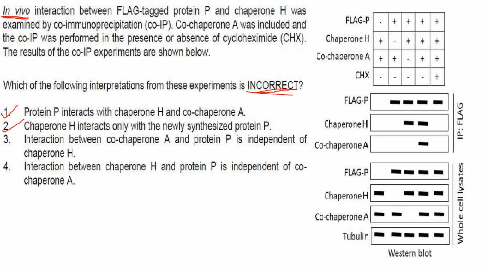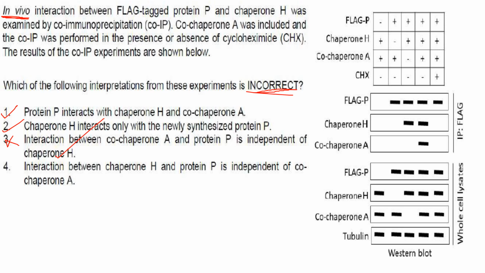Interaction between co-chaperone A and protein P is independent of chaperone H. No. It is incorrect, because chaperone H has to bind first, and only then will co-chaperone A bind. So the statement that interaction between co-chaperone A and protein P is independent of chaperone H is a wrong statement, but that is the incorrect statement, so that is the right answer.